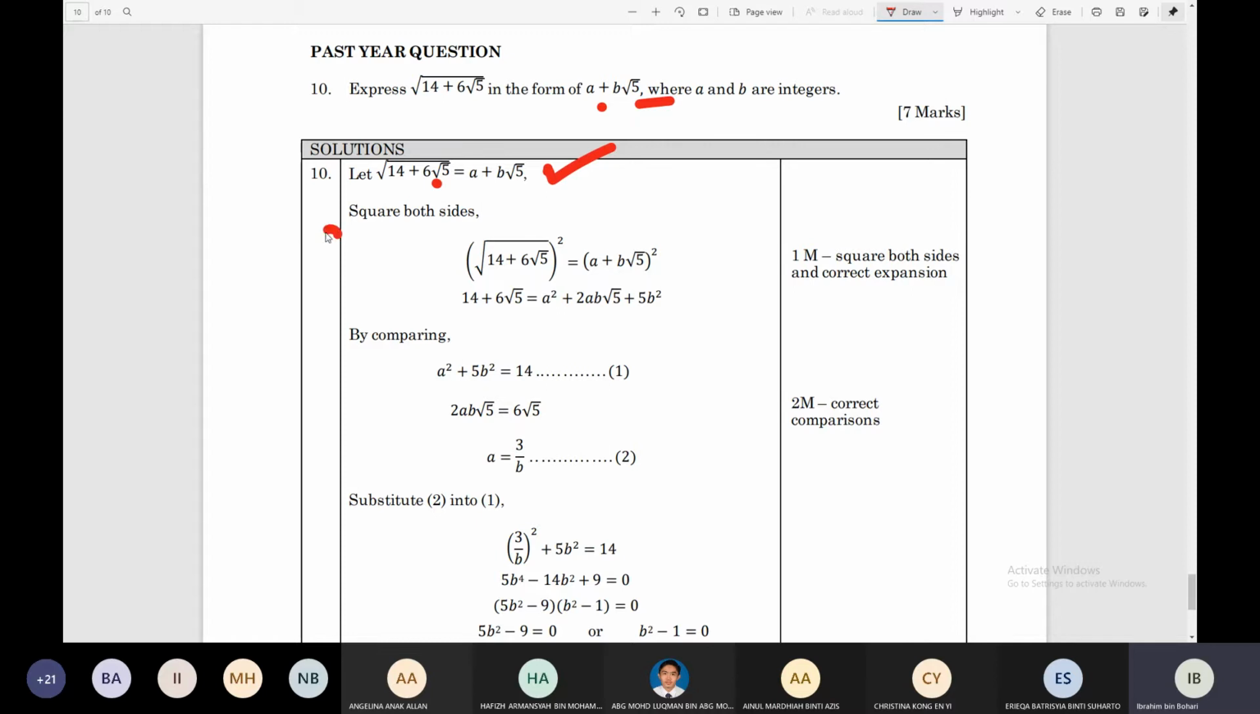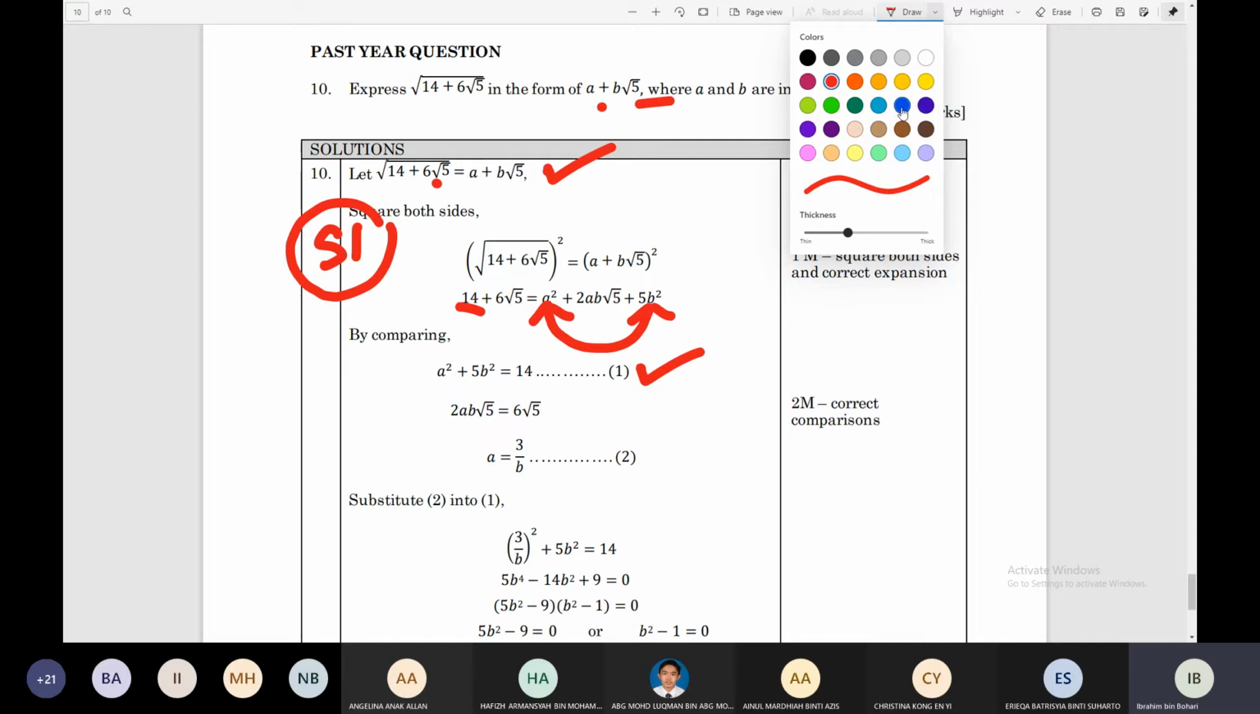This one is the first step. I will show you step by step. So 14 plus 6 root 5 equals a plus b root 5 squared. You compare the left-hand side, which equals a squared plus 5b squared, with the 14. This is the first equation, and 2ab root 5 equals 6 root 5.